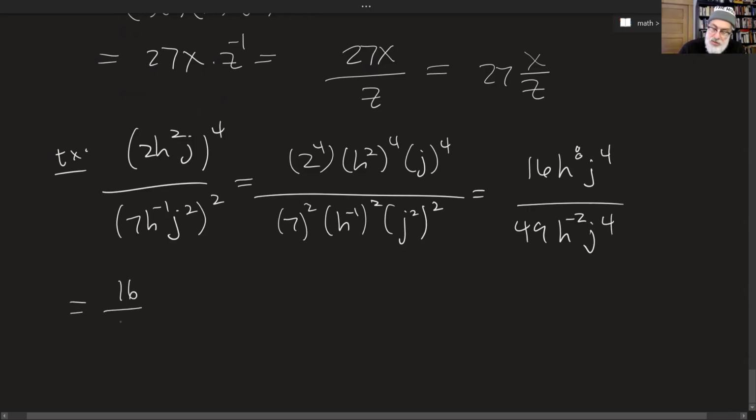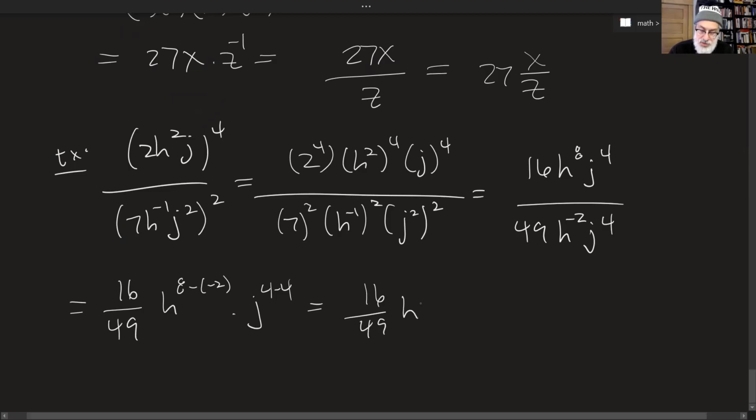I'm going to put the numbers, the constants, out here. And then let's look at h base and h base. The rule says that I take 8 and I subtract it from the power of the denominator base. Same with j. 4 minus 4, so we get 16/49. 8 minus negative 2 is 10, times j to the 0. And recall that anything raised to 0 is 1. So this is 16/49 times h to the 10th.